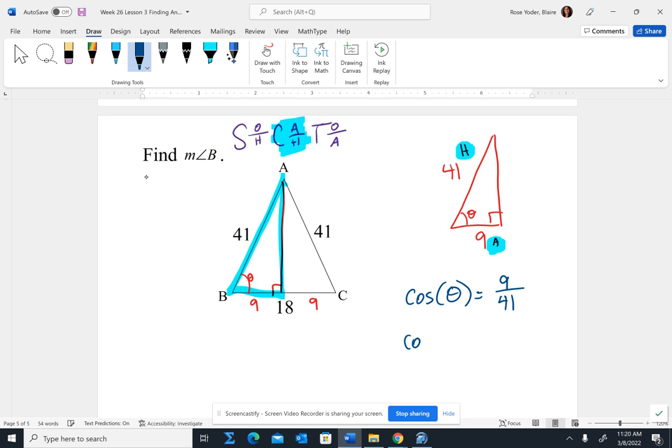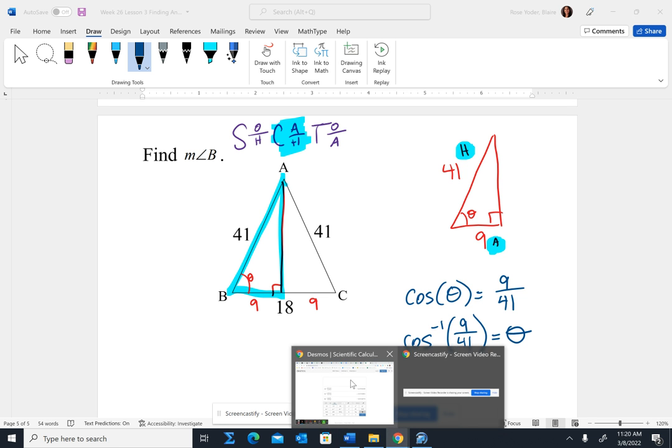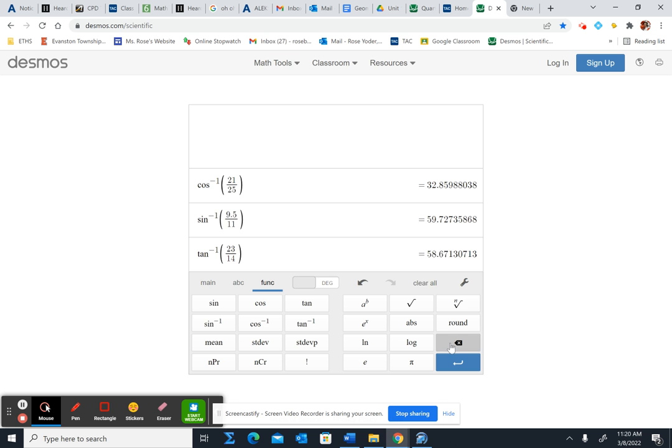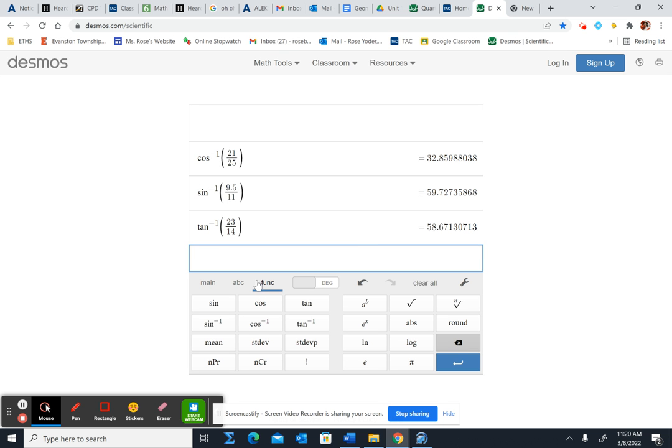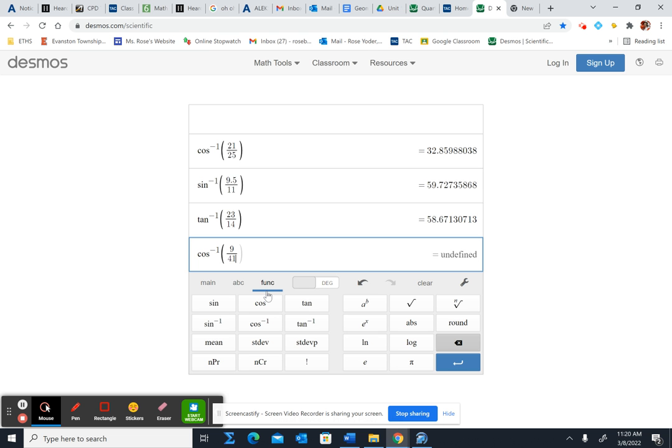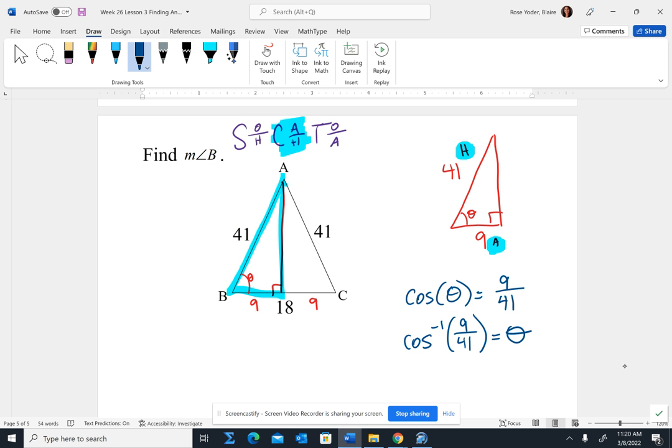I want my 9 over 41 to be my input. I want my theta to be my output. So I do the inverse. I go back to the calculator and I go cosine inverse 9 over 41. 77.319, but I want to round it up. So 77.32 would be the best estimate for that one. 77.32 degrees is approximately equal to theta.